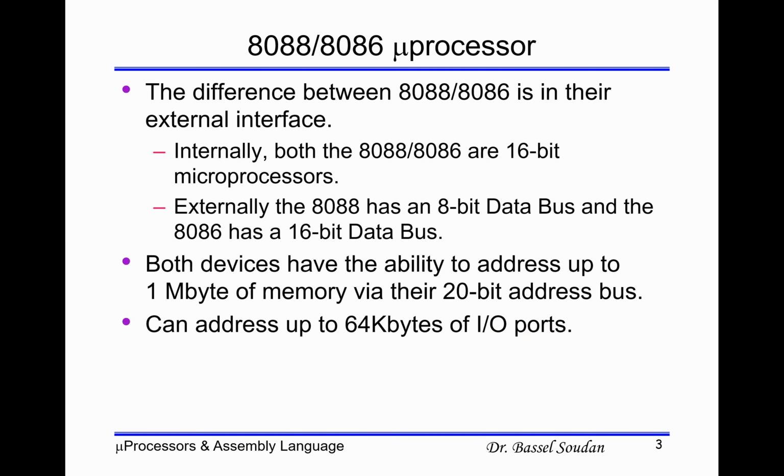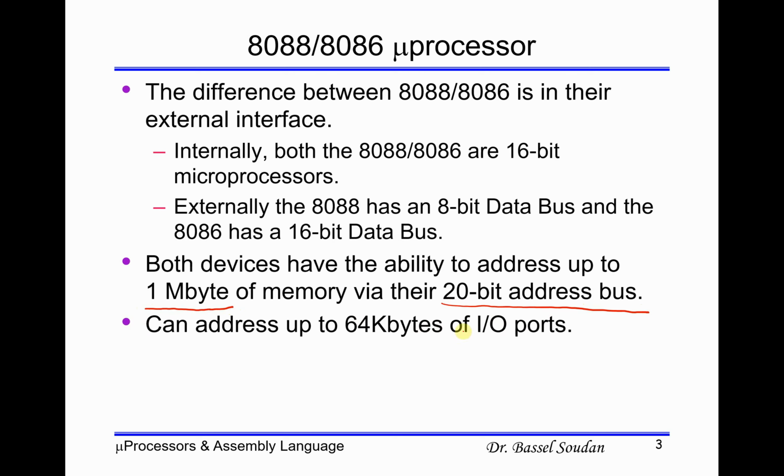For most of our material we are talking about the 8086, which has a bus of 16 bits, 2 bytes, while the 8088 is 8 bits, 1 byte. But both of them, as we discussed before, can access up to 1 megabyte of memory, which means we need a 20-bit address for the address bus.